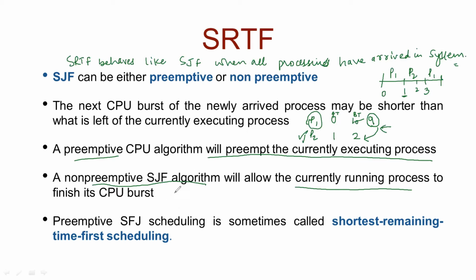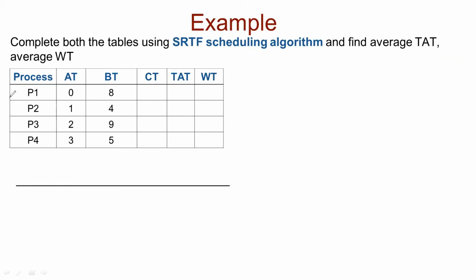If you want to see an example of the non-preemptive SJF algorithm, then please refer to the video SJF example. The numerical problem solved there uses the non-preemptive scheduling algorithm. And we have already discussed that the preemptive SJF scheduling algorithm is known as the shortest remaining time first algorithm. Short form is SRTF. Now let's understand the SRTF scheduling algorithm and find the average turnaround time and average waiting time. We will first plot the Gantt chart.